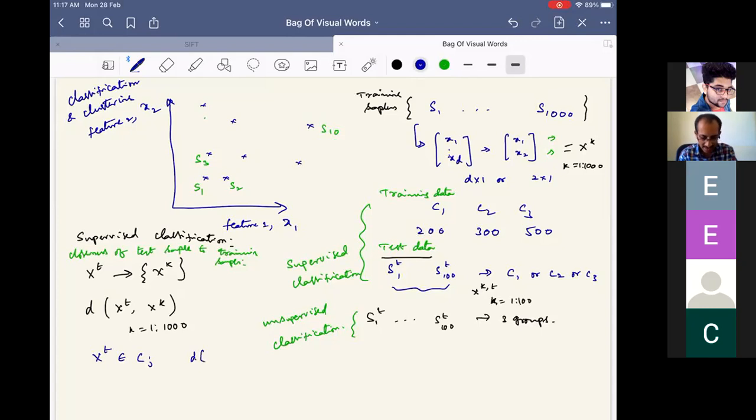The distance between XT and the sample xk star is minimum, and then xk star belongs to Cj. So if the distance between the X test sample and xk star is minimum, k star is the sample with which the distance is minimum. So we collect all the distances and look for the minimum distance. That's what we are looking at. And then xt belongs to that class to which the nearest neighbor belongs. So xk star is nothing but the nearest neighbor.